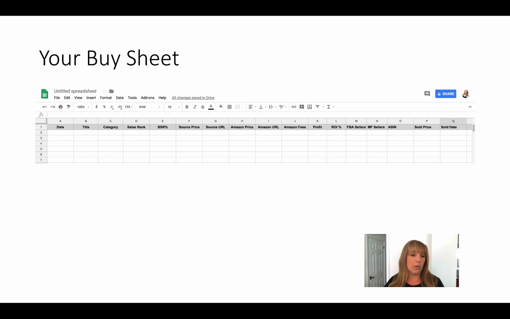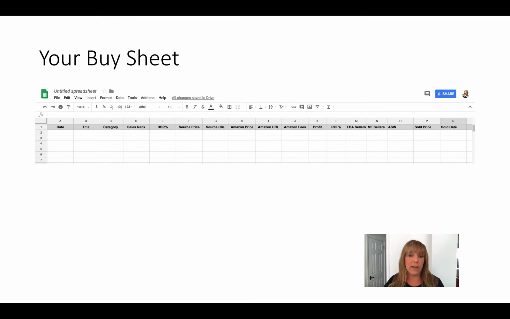So you want the date, the product title, the category, the sales rank, the BSR percentage. Now, obviously the sales rank and BSR are the same thing. One's in number form and one's in percentage form, so they're both telling you how quickly the product sells. Your source price, your source URL, your Amazon price, your Amazon URL.